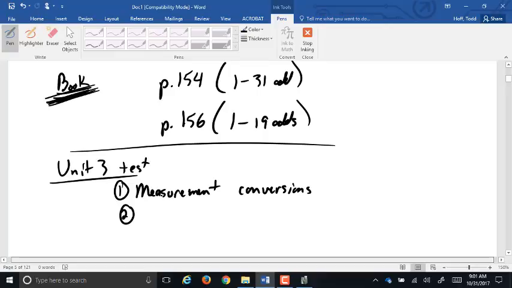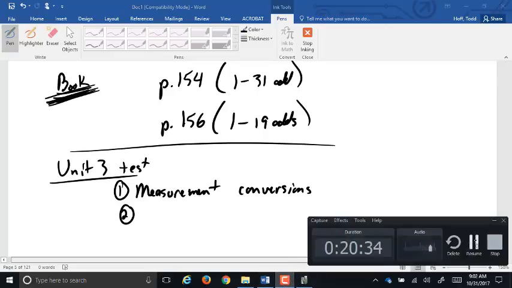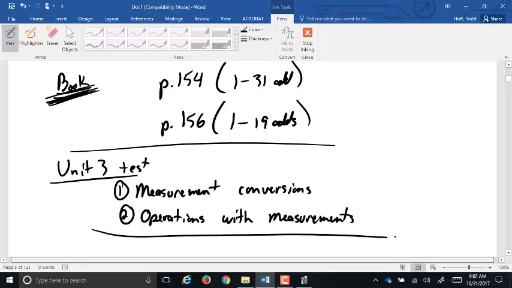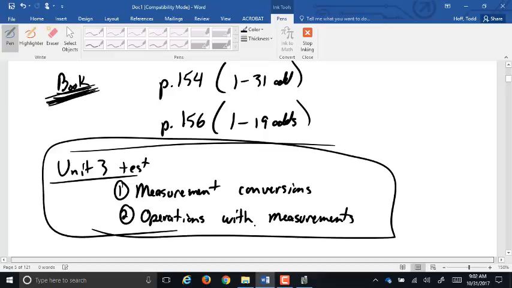What else was on there? All your operations with measurements. So that's our test tomorrow. Make sure you know how to do those. Unit 4 is going to be reading meters, micrometers, calipers, and more basic algebra.